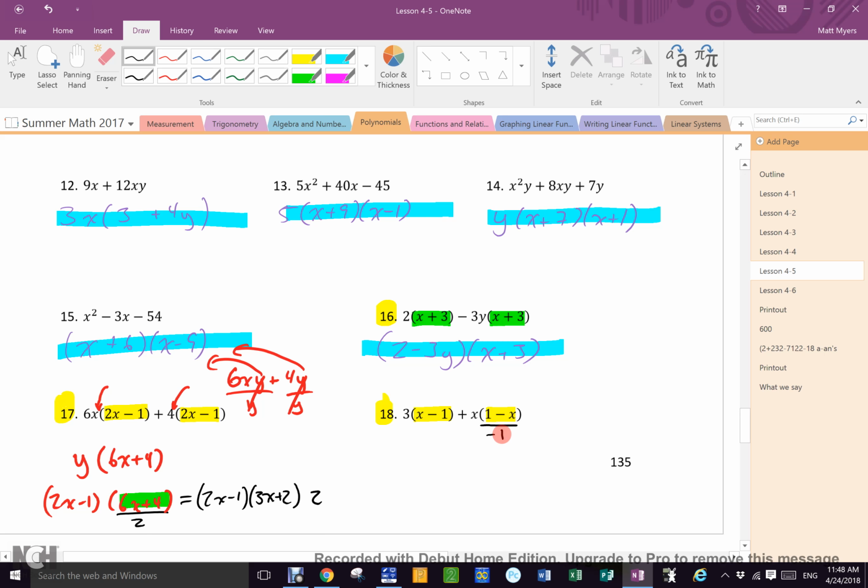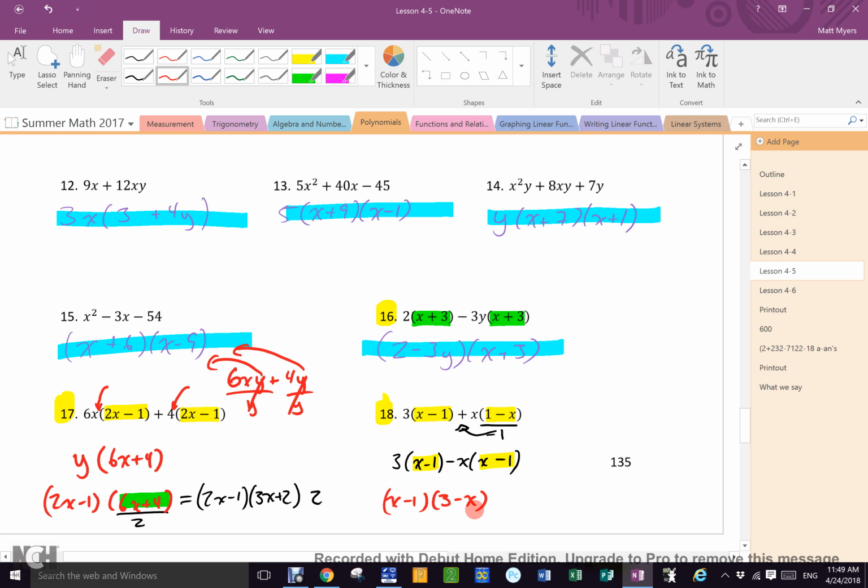So if I divide that by negative 1, a negative 1 comes out to the front, and I get 3x minus 1. This negative 1 makes that x negative, and 1 divided by negative 1 is negative 1, and negative x divided by negative 1 is positive x, and now you see they're exactly the same. So what you get to do is bring that out, x minus 1, and what was left over? 3 minus x.